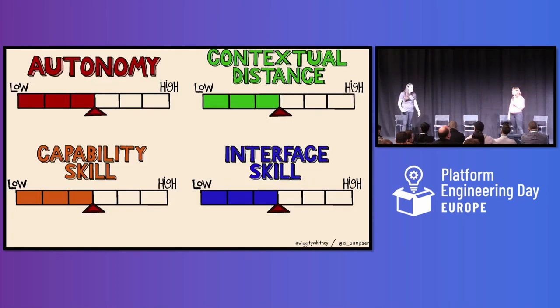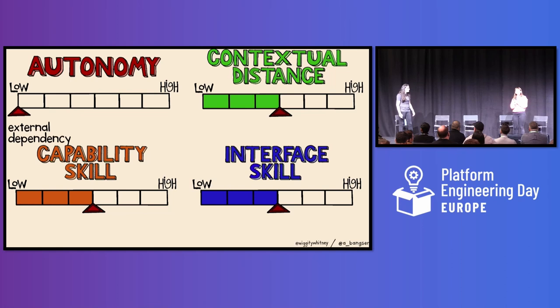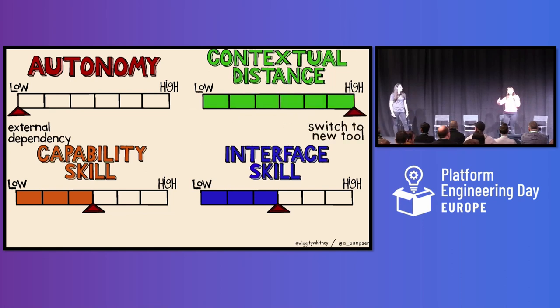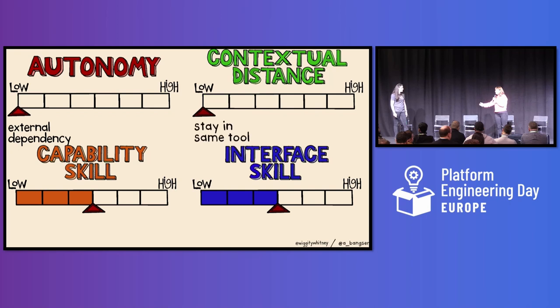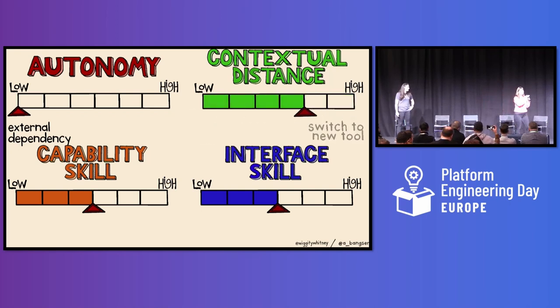The first thing we talked about was autonomy. This is the measure of how many dependencies you need to go through to get access to your capability. Is it self-service, or do you have to depend on an external dependency? And then we talked about contextual distance, which is where you are when that light bulb goes off that you need the capability, or more importantly, where your user is when their light bulb goes off. Do you want to give it to them where they are so they keep their flow, or do you want to ask them to switch context so they get a bigger picture view?